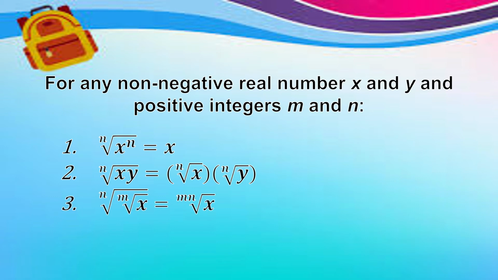Number 3, the nth root of the mth root of x is equal to the mnth root of x. Lastly, we have the nth root of x divided by y is equal to the nth root of x all over the nth root of y. Remember that the denominator must be a whole number and not in a radical sign.